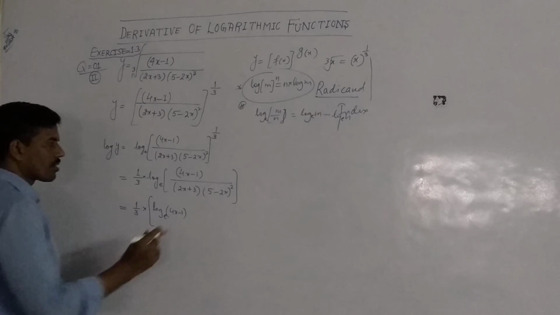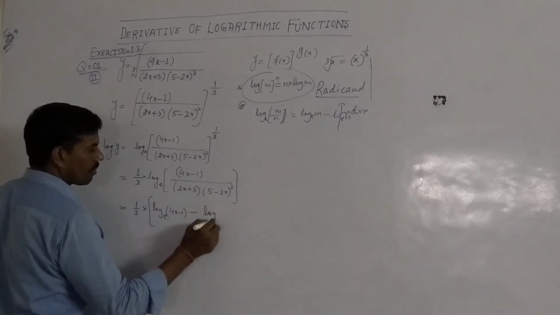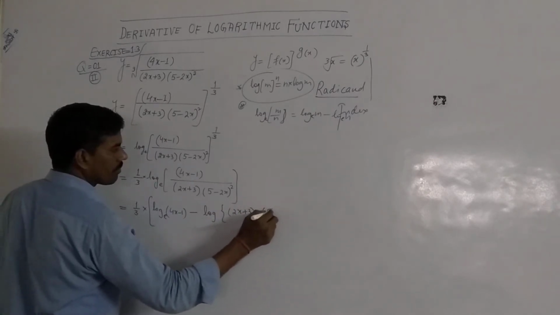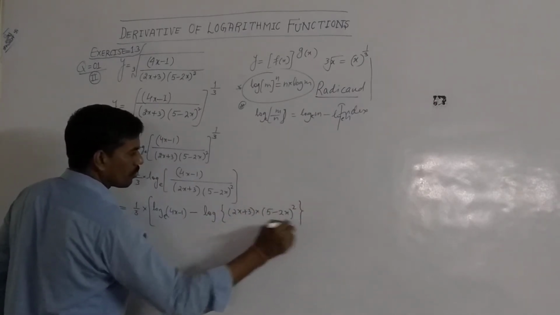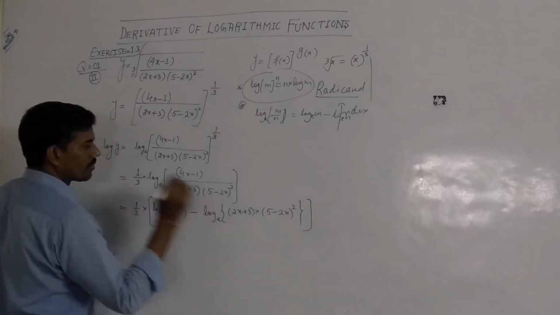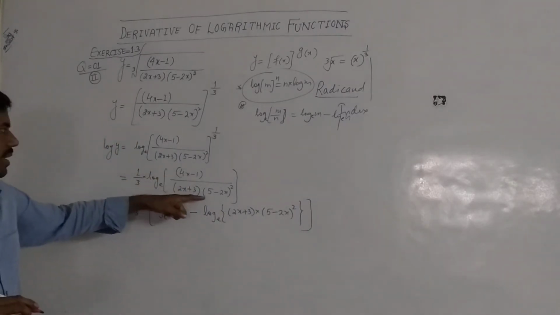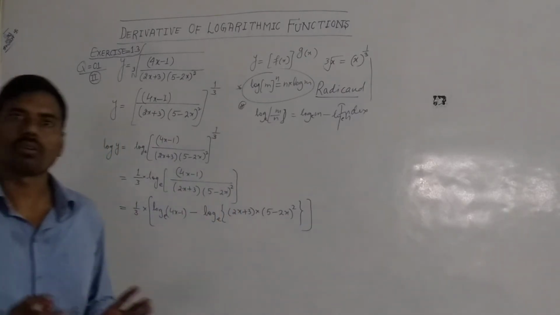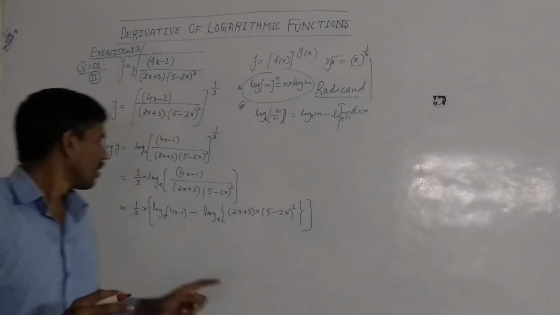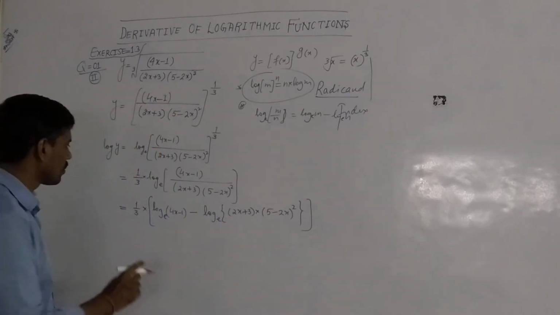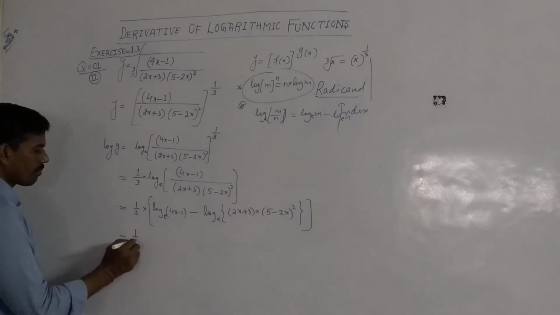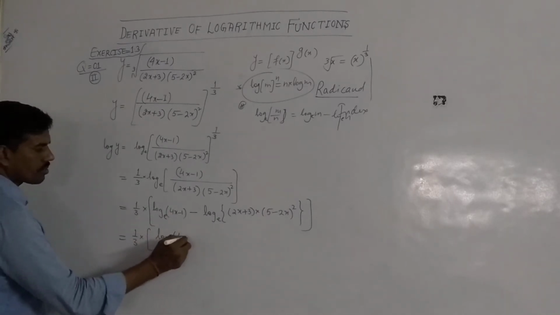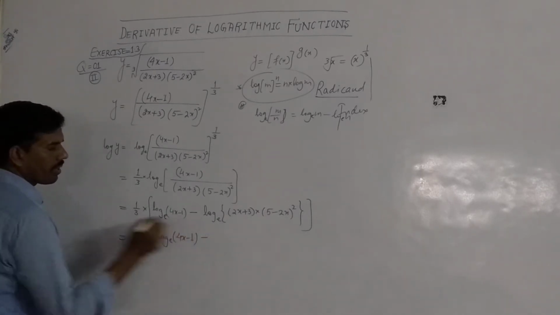Okay, log of 4x minus 1 minus log of 2x plus 3 into 5 minus 2x power 2 and to the base e. Clear now? Log of m by n. This one is m and the denominator is working as n. Log of m minus log of n. This is equal to 1 by 3 into log of, copy paste, 4x minus 1 to the base e minus.